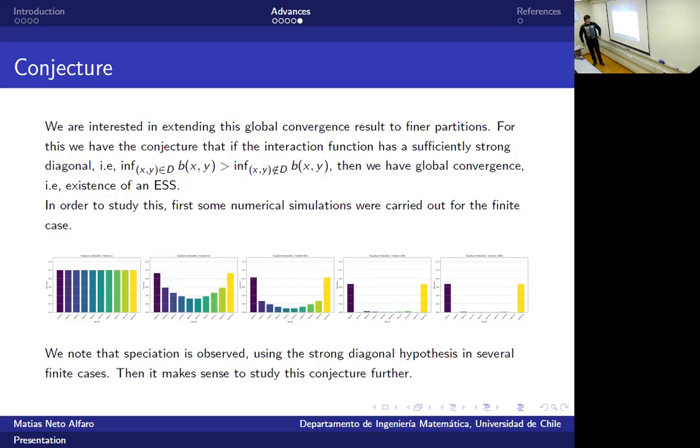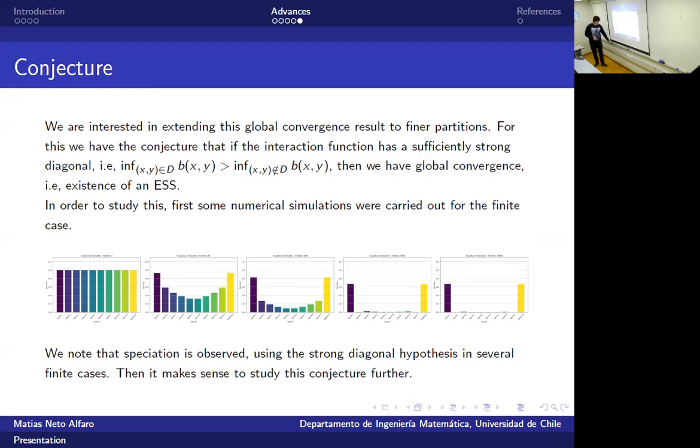Finally, what is the problem? The problem is that the partition is not fine. We want a finer partition for convergence. We would like to know where the traits were being selected.